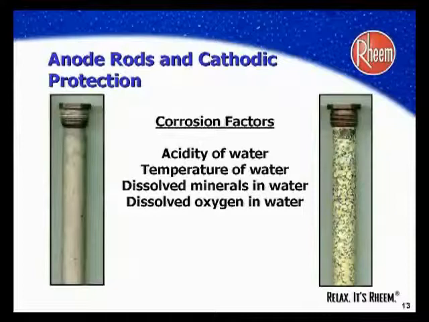Acidity. Water is made acidic by naturally occurring dissolved gases such as carbon dioxide. Temperature. Hotter waters speed up the corrosive process. Electrical conductivity. The more dissolved mineral solids in the water, the greater its ability to carry electrical current. And finally, the amount of dissolved oxygen. Free oxygen dissolved in the water promotes corrosion.